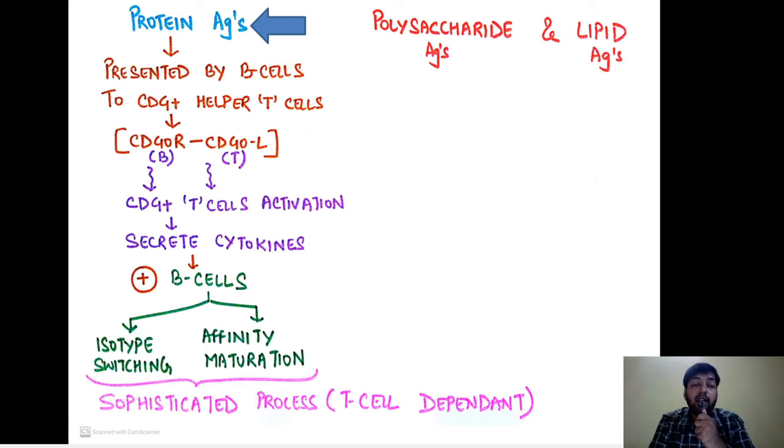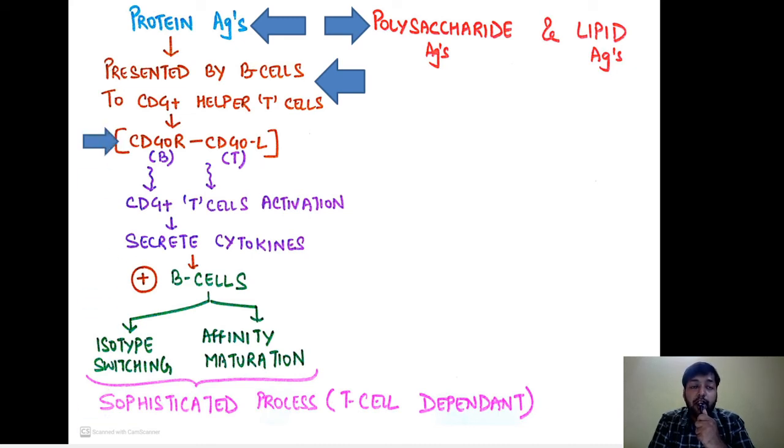So whenever the protein antigens enter the body, they are presented by the B cells to the CD4 plus helper T cells. The CD4 plus cells are called helper T cells, whereas the CD8 plus cells are called cytotoxic T cells. So whenever protein antigens enter the body, they are presented by the B cells to the CD4 plus helper T cells.